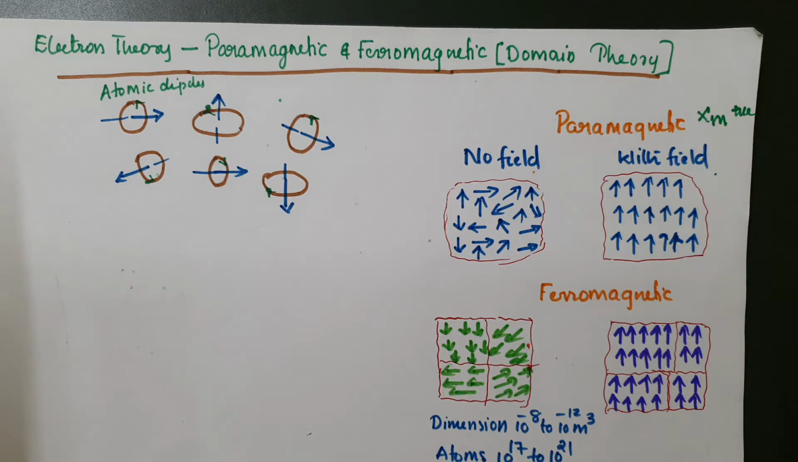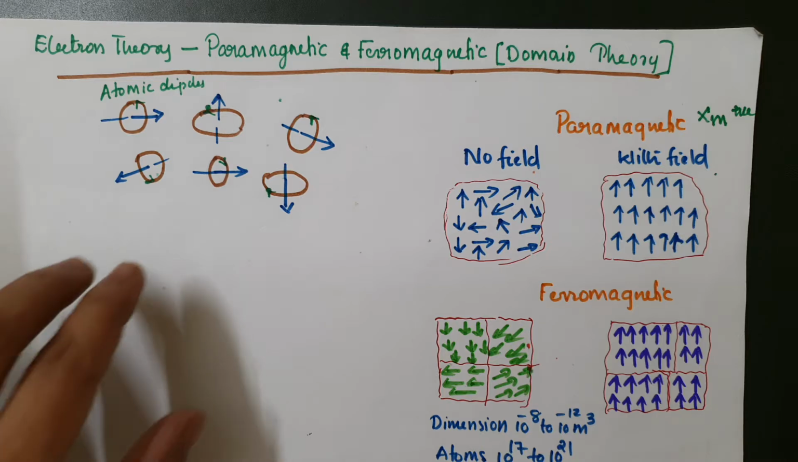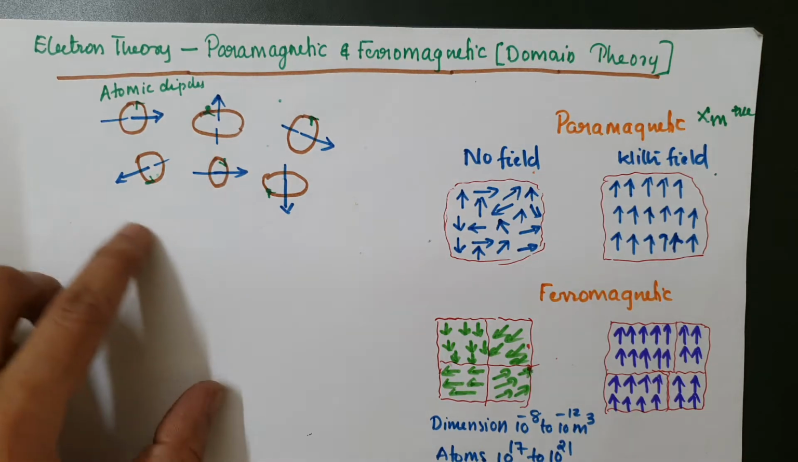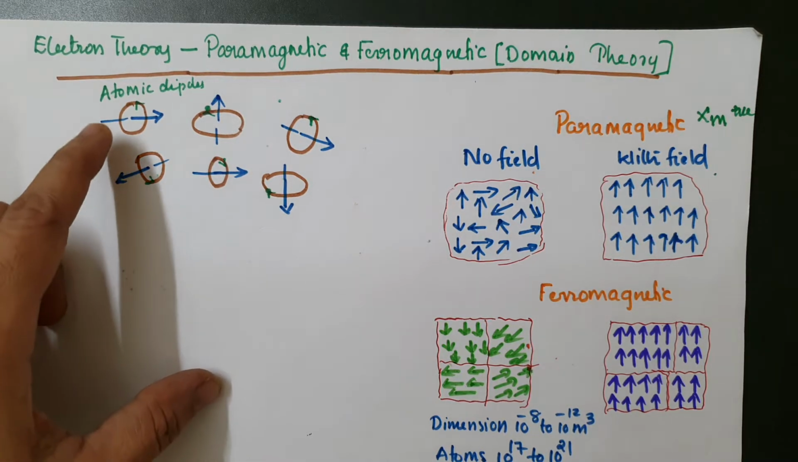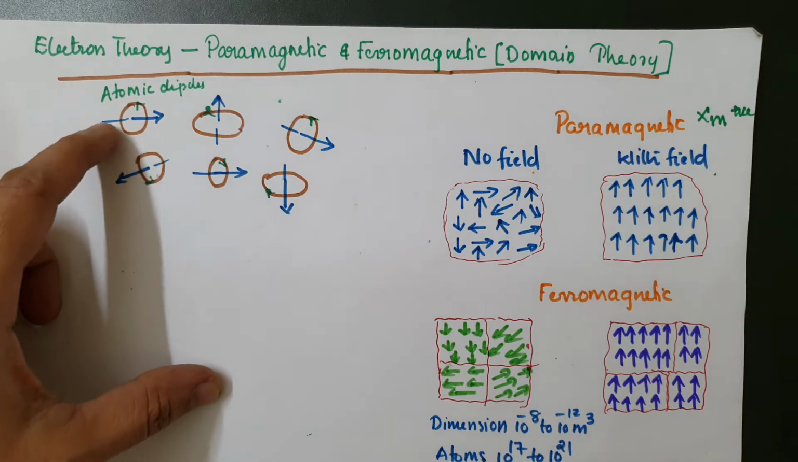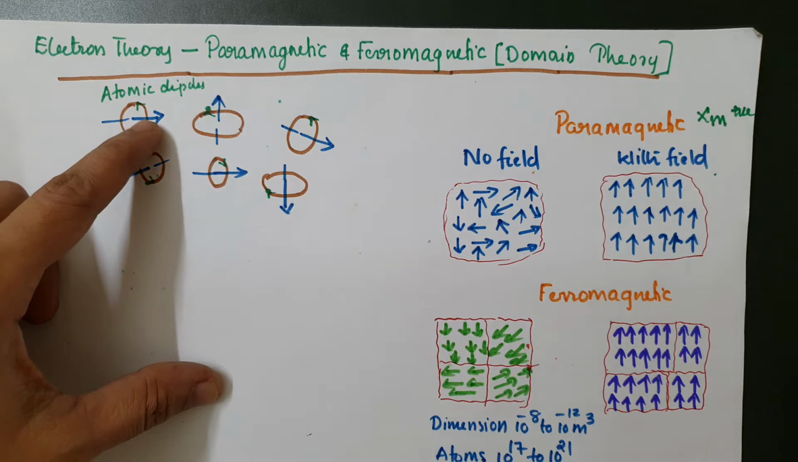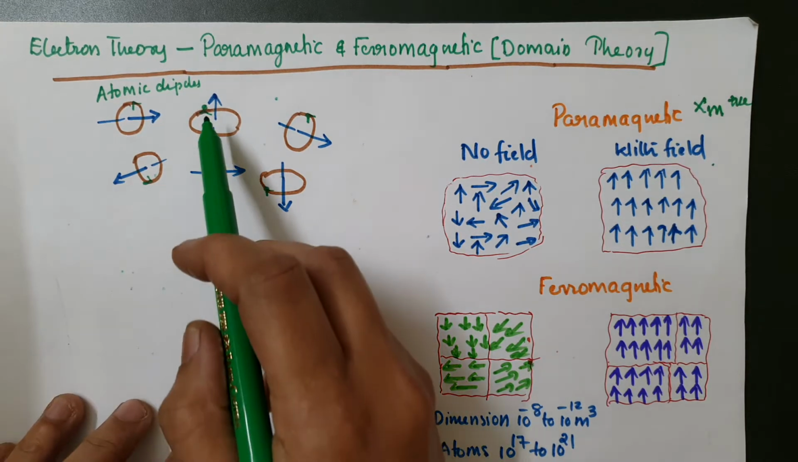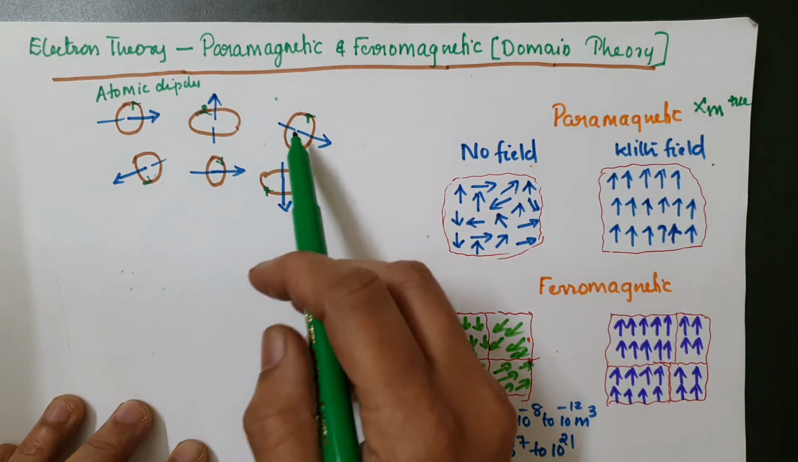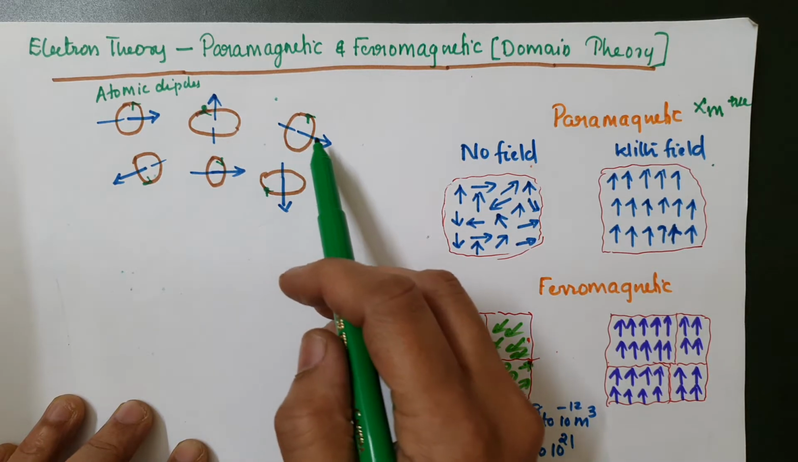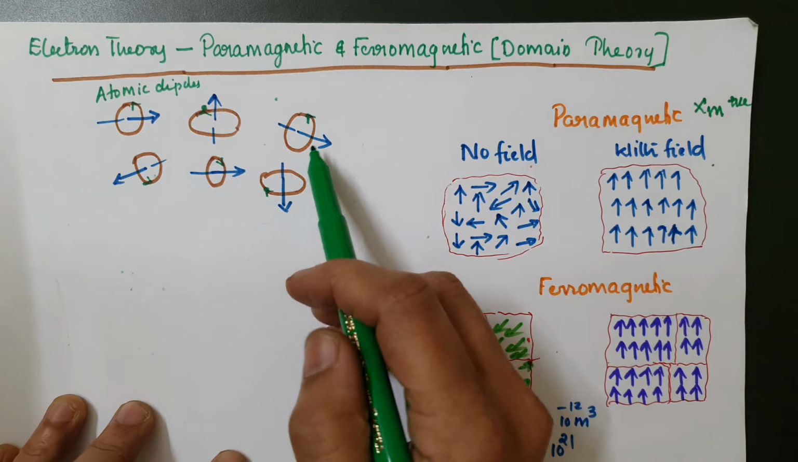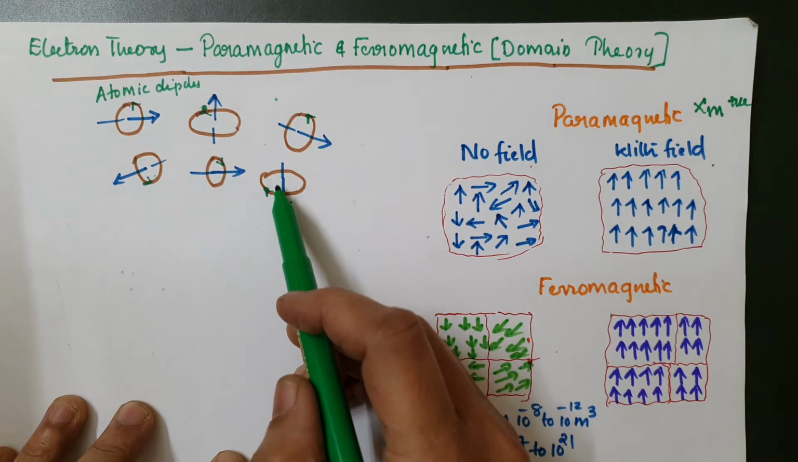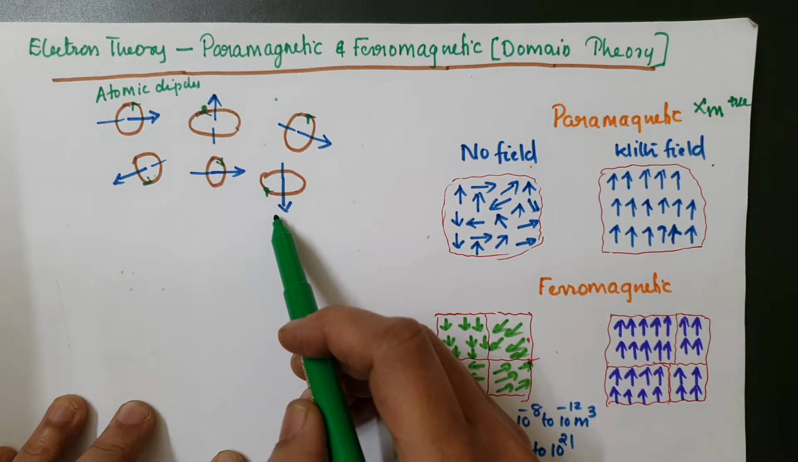In the case of a paramagnetic material, consider the orientation of the atomic dipoles. Here, this is one atom with the magnetic moment pointing in this direction. This is another atom with the magnetic moment pointing in the upward direction. And this is another atom with the magnetic moment pointing in this direction. And this is another atom with the magnetic moment in the downward direction.